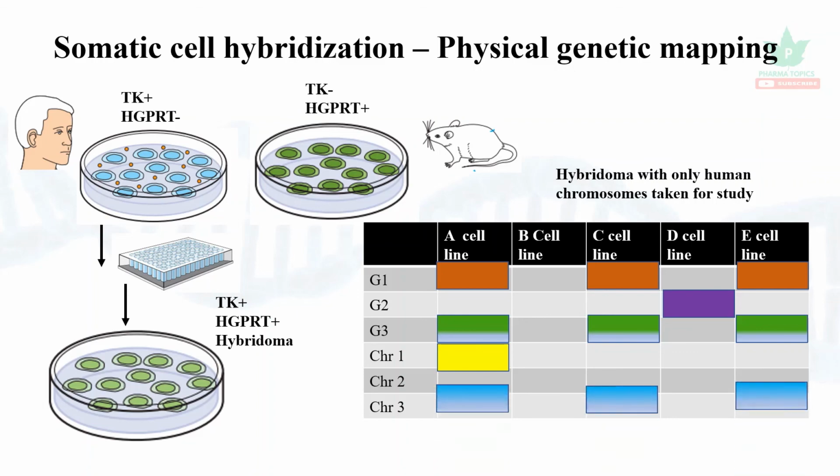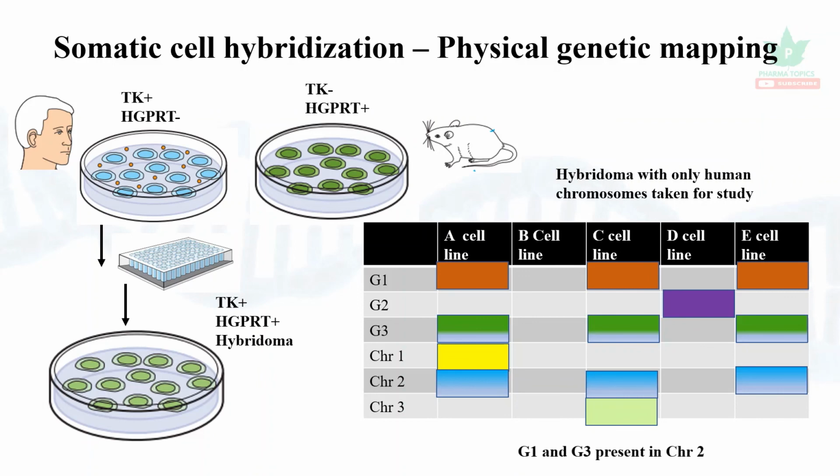If they study the chromosomes, chromosome 1 is represented only in the A cell line. Chromosome 2 is reflected in all the cell lines, A cell line, C cell line and E cell line. And chromosome 3 is reflected only in the C cell line. So from this they come to a conclusion that G1 and G3 are present in chromosome 2. So this type of technique is somatic cell hybridization.